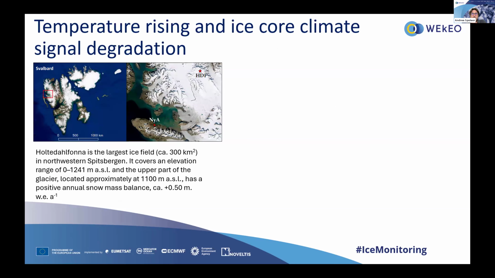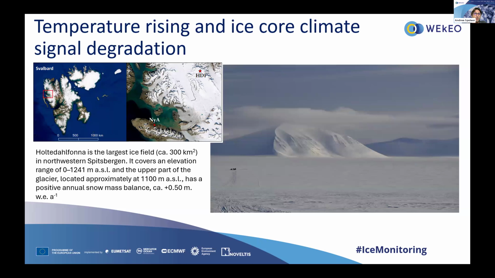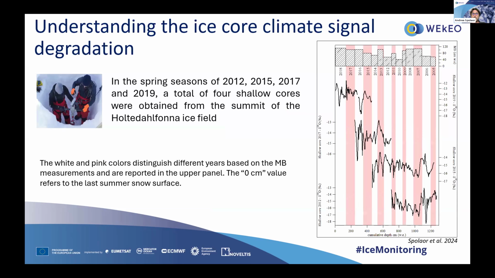However, the reconstruction of past atmospheric conditions or temperature has some requirements. We need to find the right spot. The signal needs to be well preserved, so there shouldn't be too much melting during the summer, and the snow needs to be rather preserved. We decided to go to the ice field called, as I said before, Holtedahlfonna, where in the summer period part of the snow that accumulated during the winter is preserved. We went to this ice field in 2012, 2015, 2017, and 2019, so in several years.